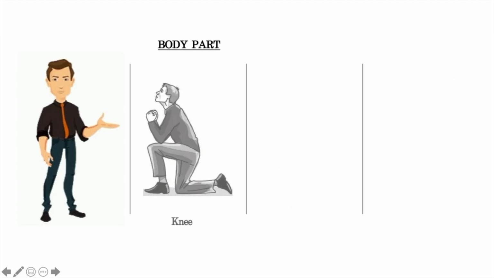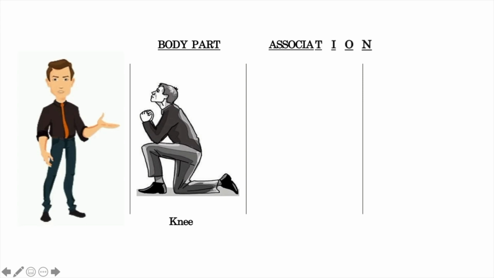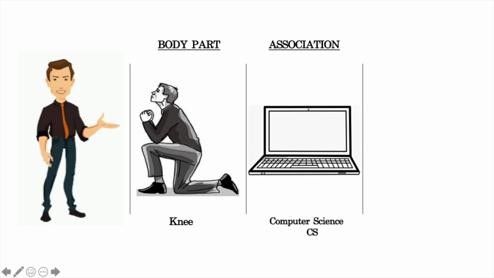Moving on to the next body part, which is the knee. A young guy is seen kneeling and praying that he wants to become rich like Bill Gates, for which he wants to secure a seat in the stream of computer science. So computer science, CS, becomes the clue for the next Prime Minister.